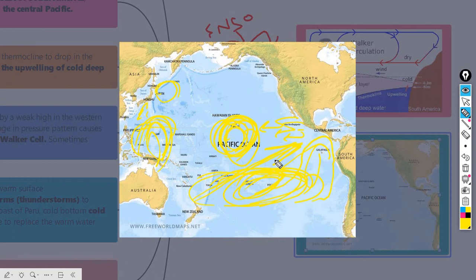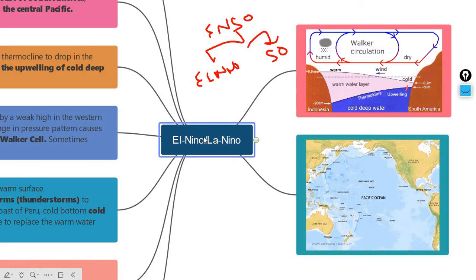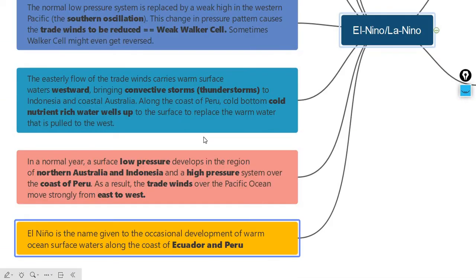So here you can say that a strong Walker cycle will occur. So you can remember guys these important points. So yeah, you can see here what I have written here. El Nino is the name given by the occasional development of warm ocean surface water along the coast of the Equator and Peru. Okay, and what the normal going to occur, के वही इनकी वजह से इनको name provide किया गया है.